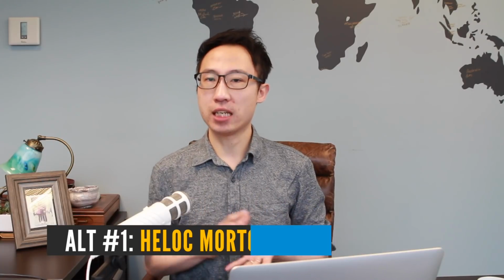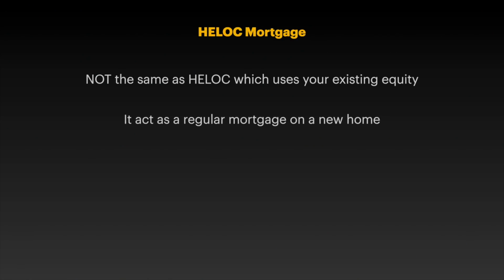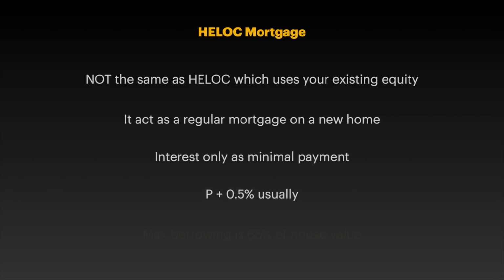So if you're not sure what a HELOC mortgage is, you can actually check out the video I posted right here, which I have explained in detail before what it is and how it's different from a home equity line of credit, even though they sound very similar. Essentially what it is, it's a mortgage that you can get instead of a regular mortgage. It is an interest-only mortgage and the usual rate is prime plus 0.5%. The maximum you can get for a HELOC mortgage is 65% of your house value.